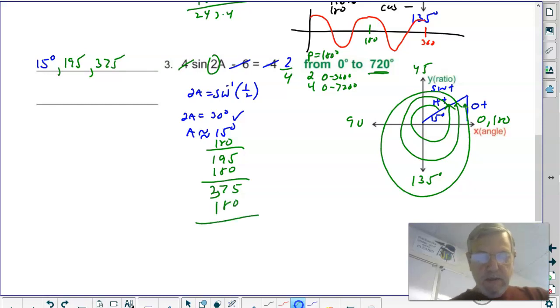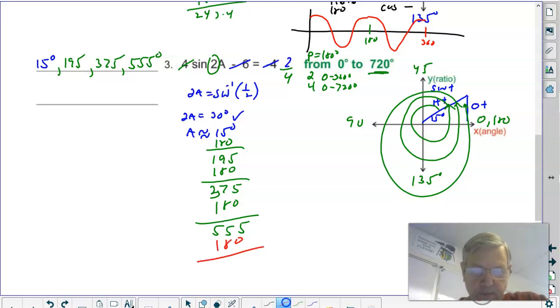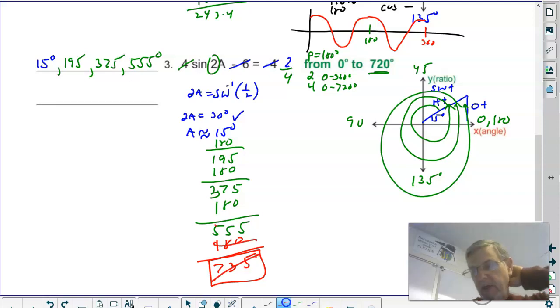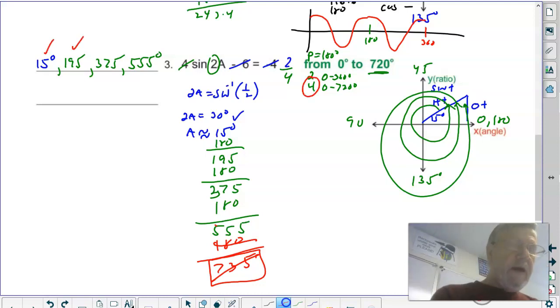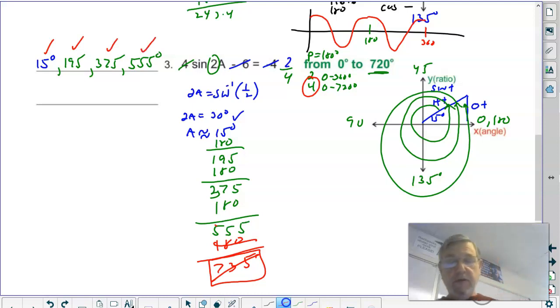Another 180, 555. Now if I spin around again, watch what happens. 735. See how I'm past my domain? So I can't spin around that next 180. And again, notice I have 4 waves, and notice I got 4 values off of that first 15 degrees. So I have 4 waves. I got 4 values off of that first 15 degrees.